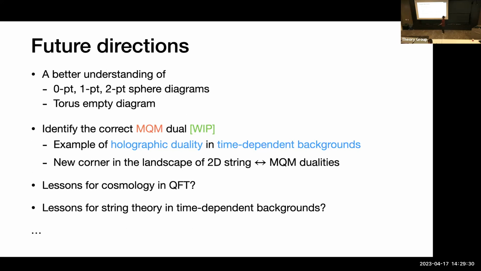Okay, but just to wrap up, again, the main motivation was to try to identify the correct matrix quantum mechanics dual. This, for example, would be one interesting example of a holographic duality between a time-dependent string background and, in this case, a matrix quantum mechanics theory in one less dimension. So that would be needed if one could identify what is the correct one. And there have already been proposals, I should say, back in the 90s, early 2000s, which is something hopefully we can compare to. And more broadly, it is another corner in the landscape of 2D string theories and matrix quantum mechanics dualities. And finally, of course, we can take a step back and see if this has interesting lessons for cosmology and QFT or in string theory more broadly.